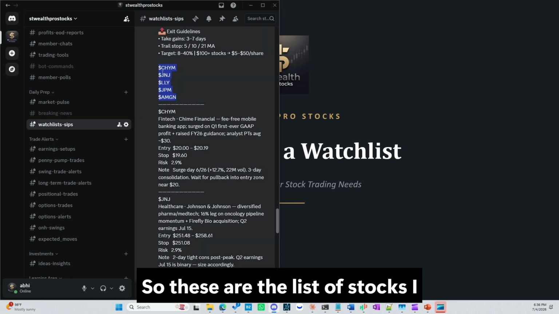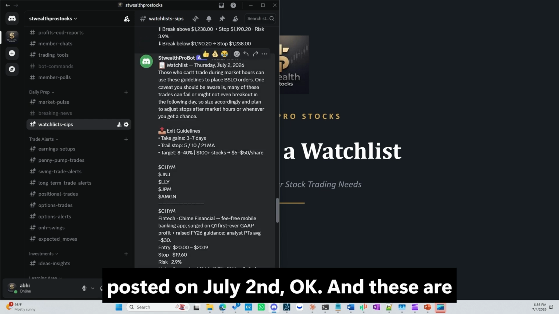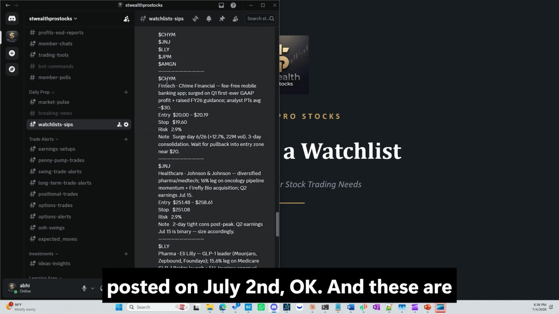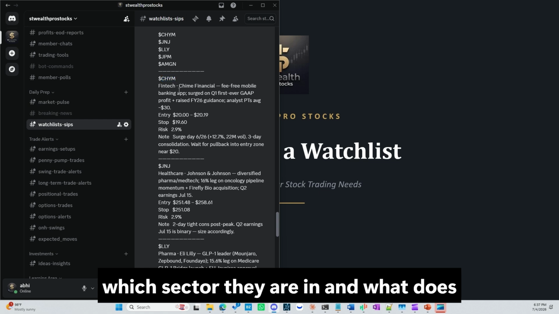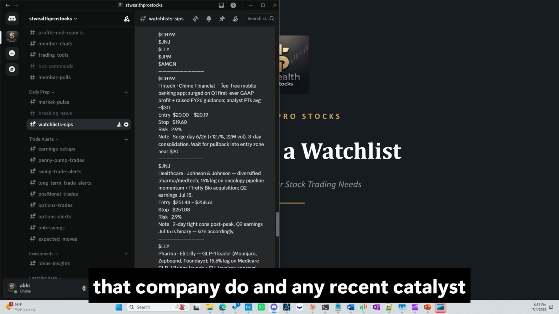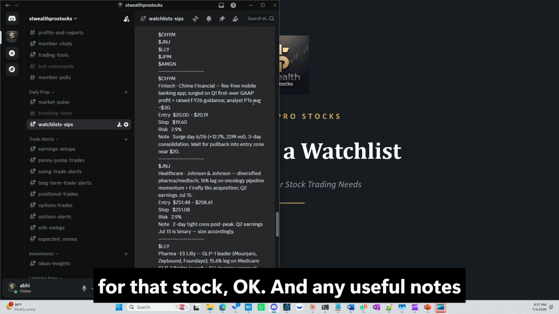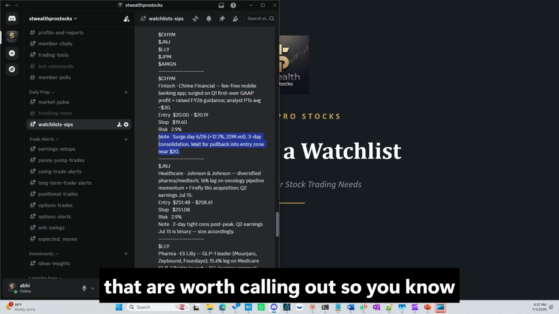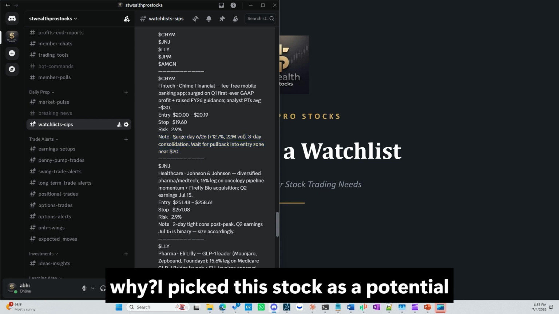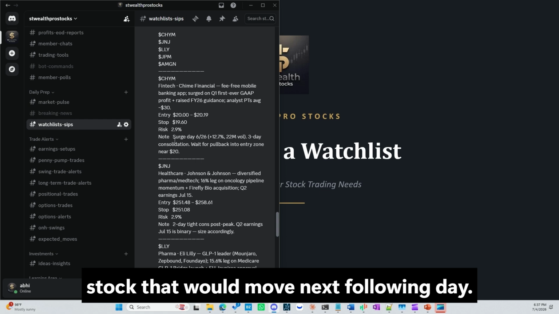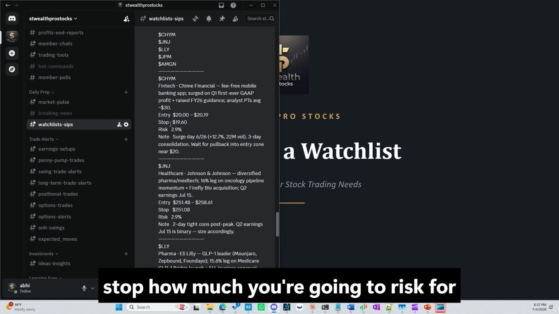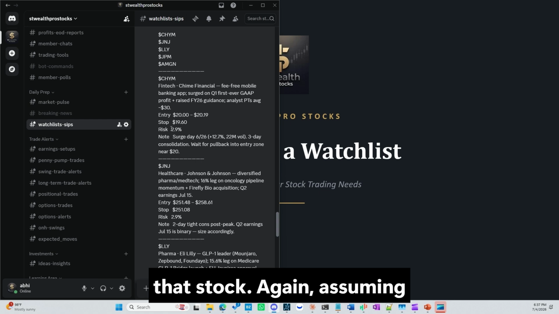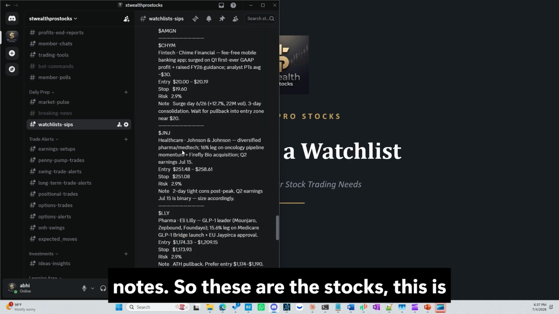These are the stocks I posted on July 2nd: each individual symbol, which sector they are in, what the company does, and any recent catalyst for that stock. Then any useful notes worth calling out, so you know why I picked this stock as a potential mover the following day. Here are the entry ranges and stop, how much you're going to risk for that stock, and any notes.